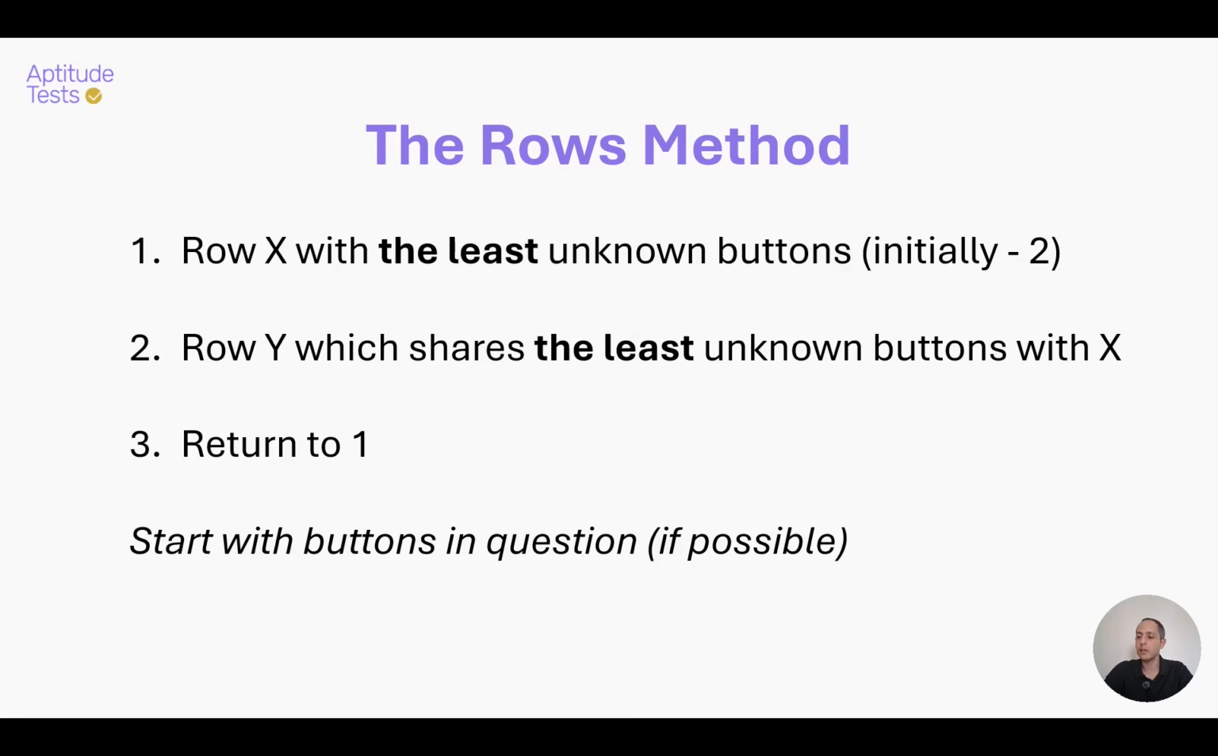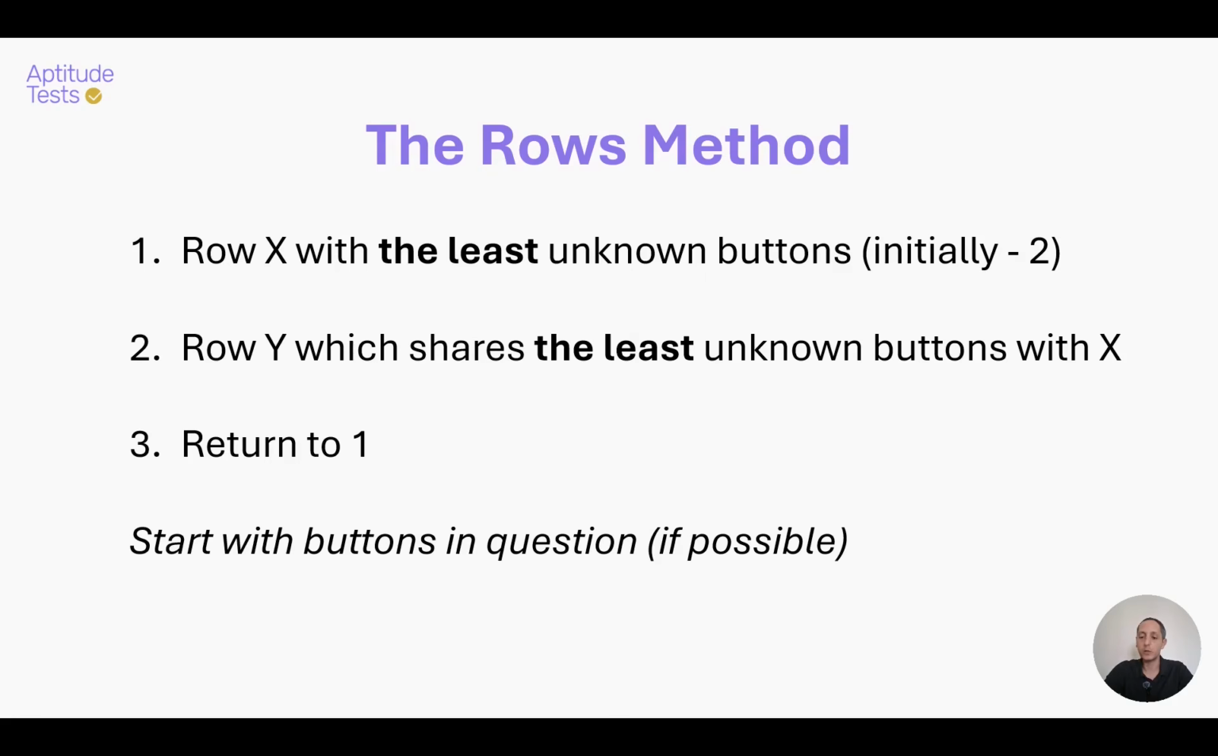It's going to be a bit too much information, but when you do have 2 buttons, it's pretty easy for you to understand: okay, I have rotation and color change, or I have shape change and adding a horizontal line. It's going to be pretty easy when you have only 2 buttons to identify what patterns are going on in the question. Then you're going to move on to the row which shares the least number of unknown buttons with the row you have just picked.